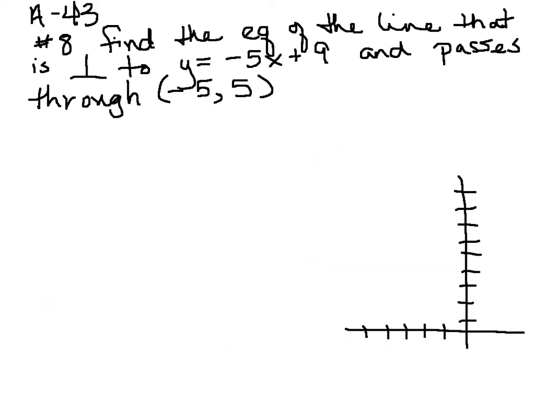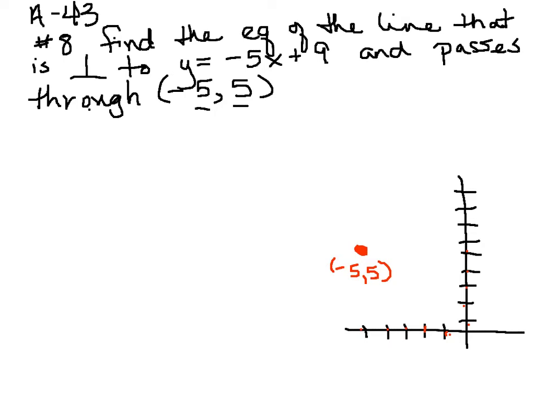All right, so now number 8. So we're going to find the equation of the line that is perpendicular to y equals negative 5x plus 9, and it passes through the point negative 5, 5. So let's go ahead and begin by changing our color here, and I'm going to go to negative 1, 2, 3, 4, 5, and then up 5. 1, 2, 3, 4, 5. So it's going to pass through that point right there, which of course is negative 5, comma 5.